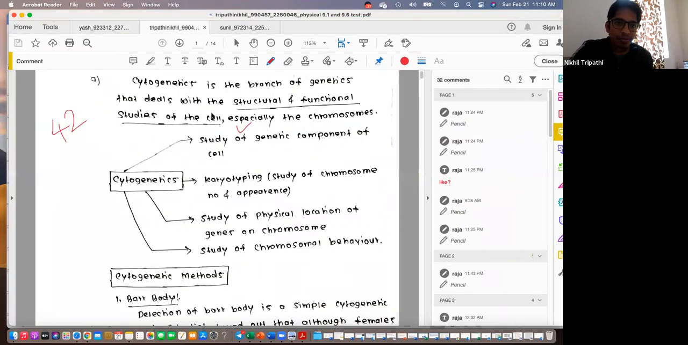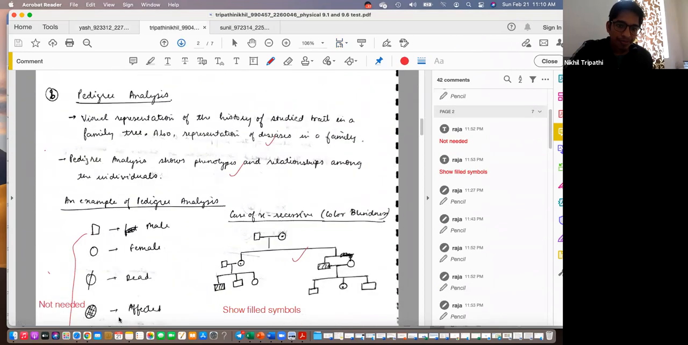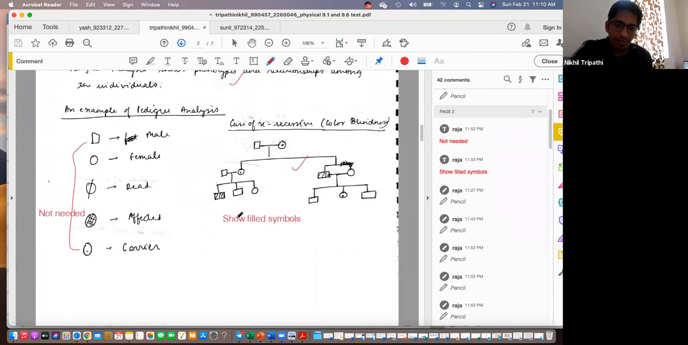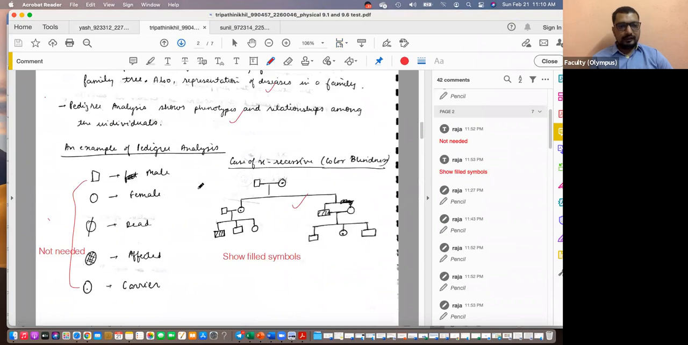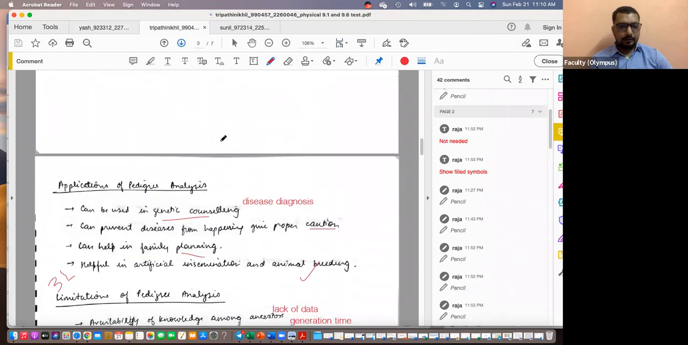I think Nikhil, if I'm not wrong. So this is not needed. So describing this is not needed. You draw this and just explain it. Okay. And also filled symbols is what I was looking for.